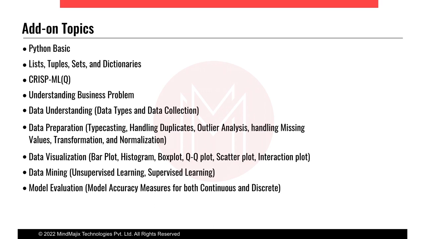In data preparation, we will be using different steps to clean the data whenever we get any raw data. We will get structured data most of the time, and we will be doing some analysis and data preparation like typecasting, handling duplicates, outlier analysis, handling missing values, transformation, and normalization, which are very important. We need to do them based on the requirement, so that we will get pure data, which will help us to get good accuracy. Typecasting is nothing but converting one data type to another.